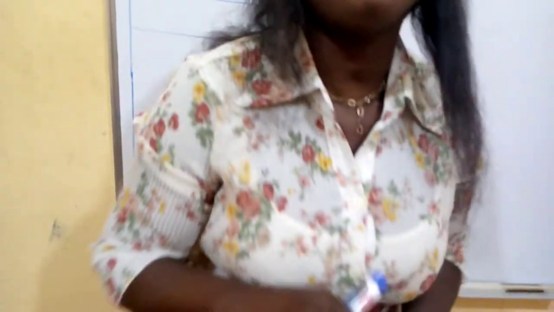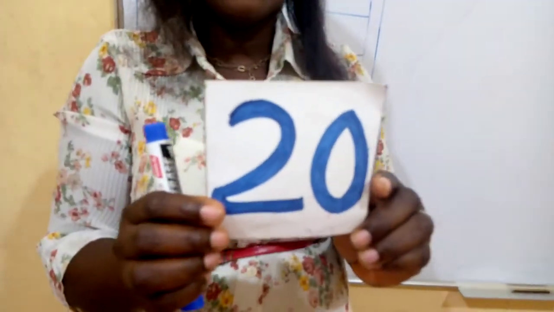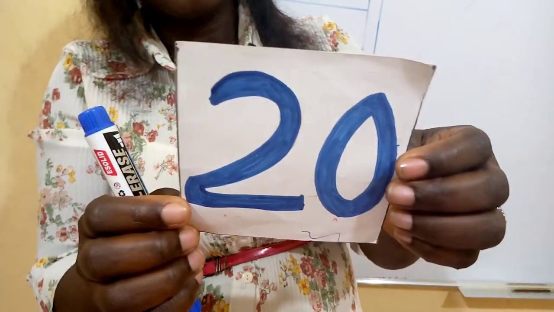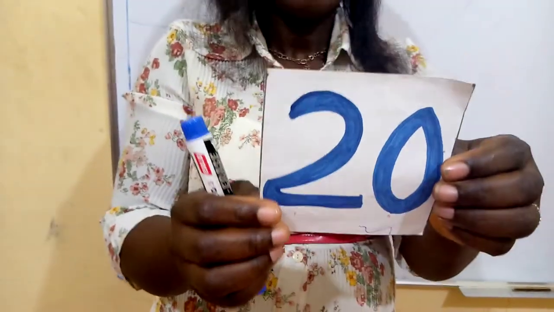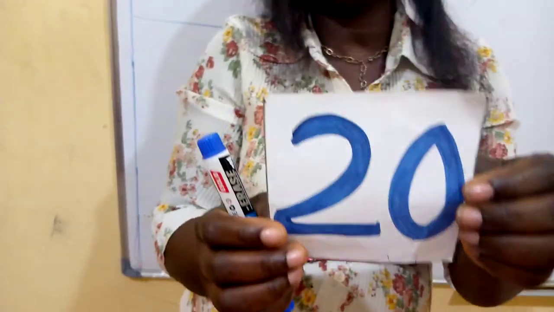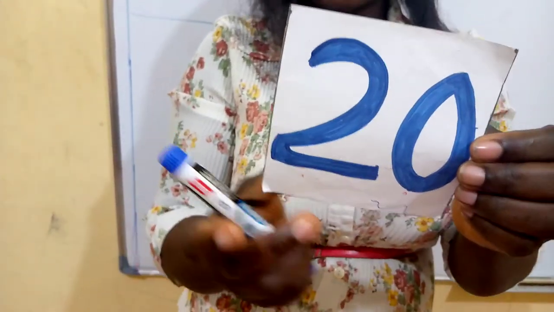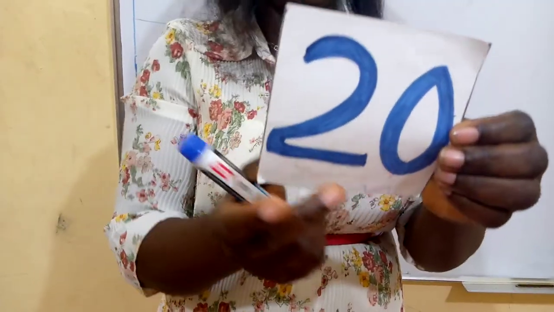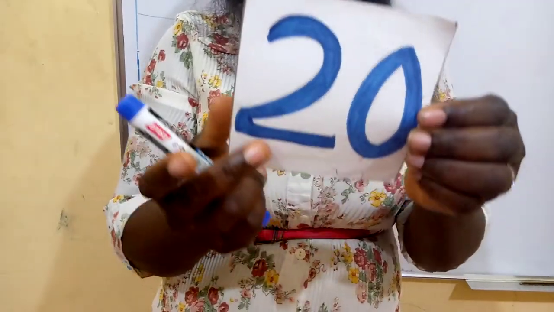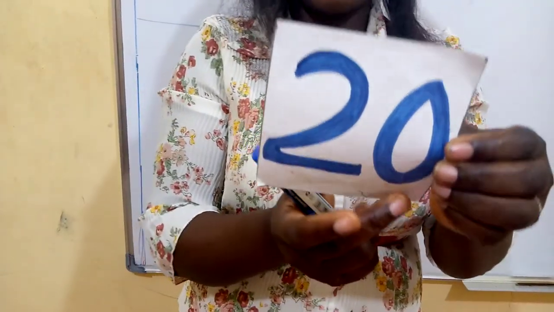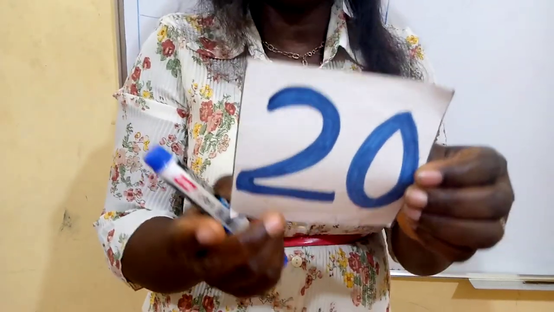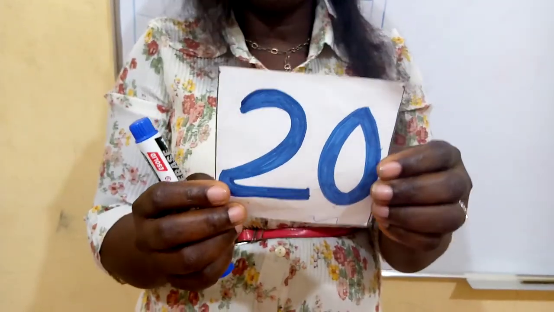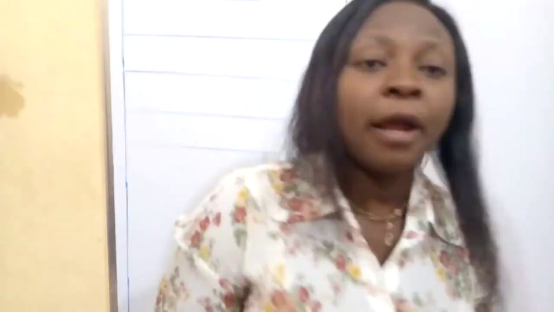Now, after number 19, we have number 20. After number 19 is what? Beautiful. Number 20. 2 and 0, 20. 2 and 0 is what? 20. You write 2 and you write 0. You write them together and you pronounce it as what? 20. That's beautiful. Now we are going to write it on the whiteboard.